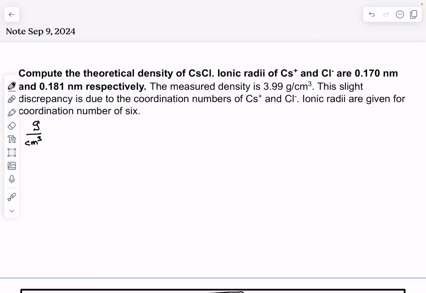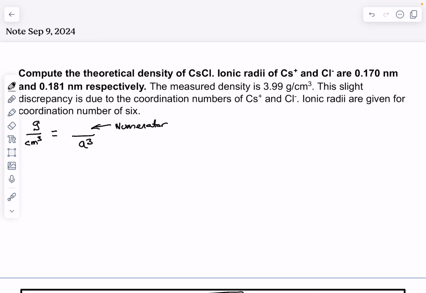So we want grams in the numerator. In the denominator, what I can see is that we're going to want A cubed, right? We're going to have that, and then we're going to do some conversions, and we'll do that part later. But I want to focus on the numerator.